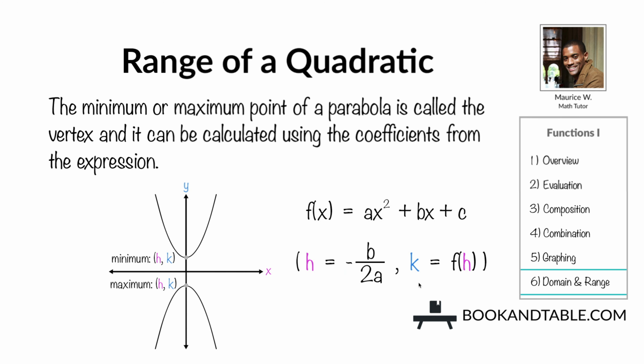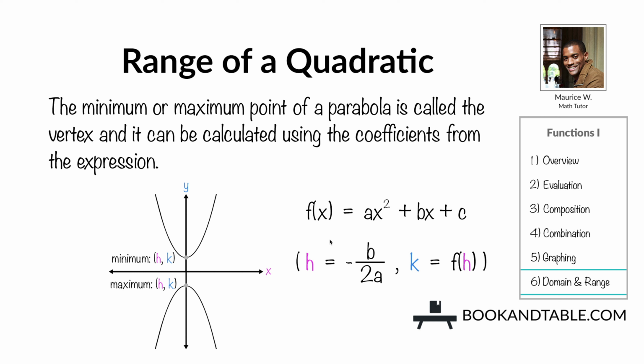Now, why are we using h and k? H is the x coordinate of the point that we are looking for, and it can be found using this formula. H is equal to negative b divided by 2a. A is the coefficient of the quadratic term, and b is the coefficient of the x term that has an exponent of 1. So the minimum or maximum point of a parabola is called the vertex, and it can be calculated using the coefficients from the expression. So the x-coordinate, h, is equal to negative b over 2a.